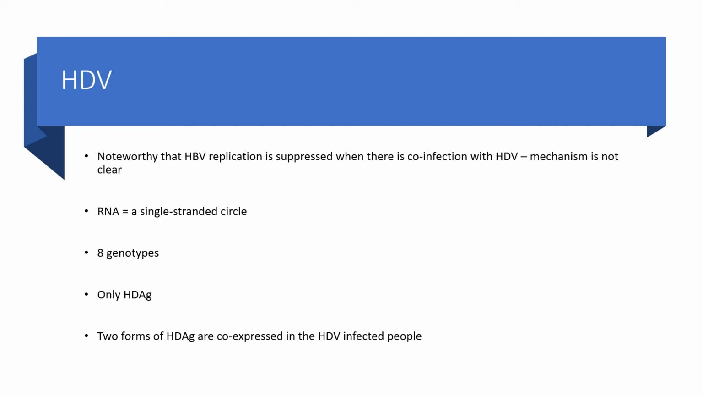Only hepatitis D antigen is found here, unlike hepatitis B, where you have surface antigen, envelope antigen, and core antigen. Here you have only hepatitis D antigen. Two forms of hepatitis D antigen are co-expressed in anyone infected with hepatitis D virus.